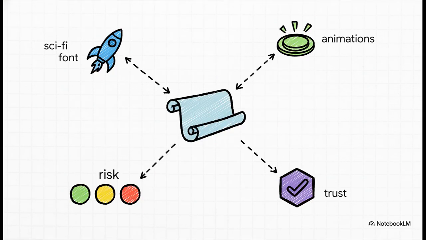So as we zoom out, the whole picture just snaps into focus. From the very first font choice that sets the sci-fi mood, to the animations that make winning feel incredible, to the color-coded risk systems, and all the way to the visual language of cryptographic trust, every single line in this blueprint was a deliberate choice. And together, they build a cohesive world based on futuristic fun, social connection, and verifiable trust.